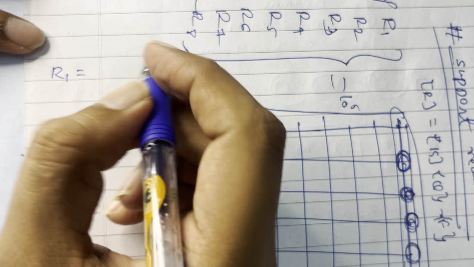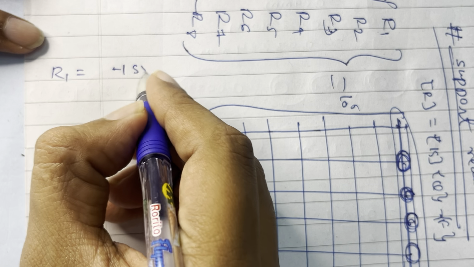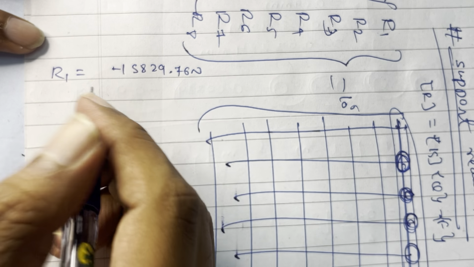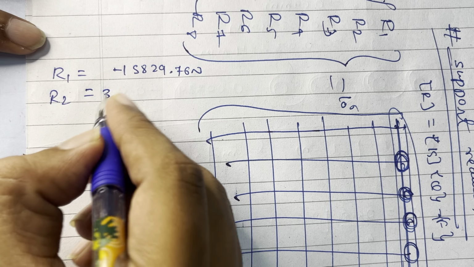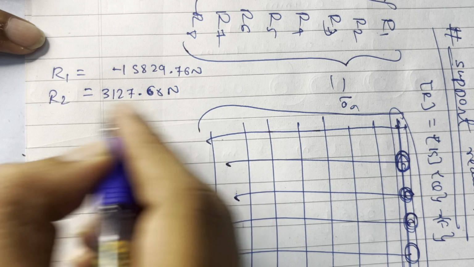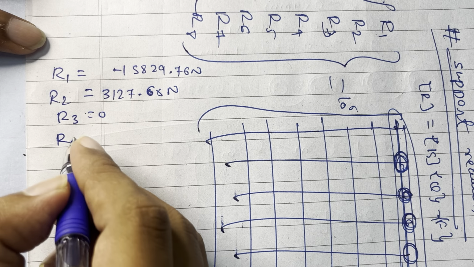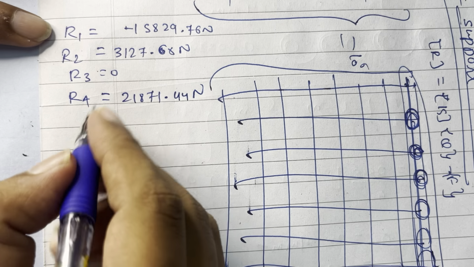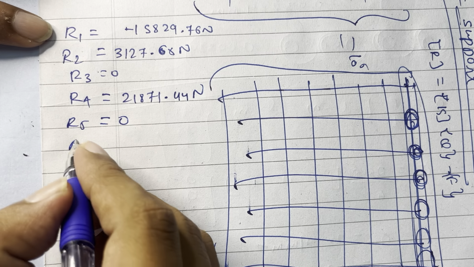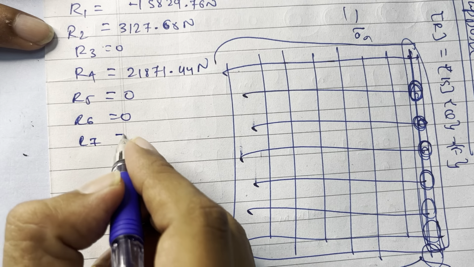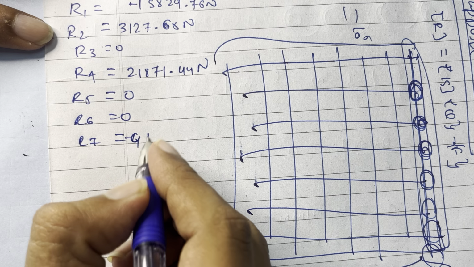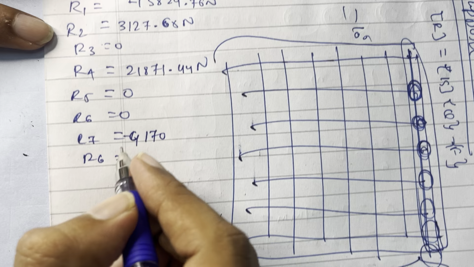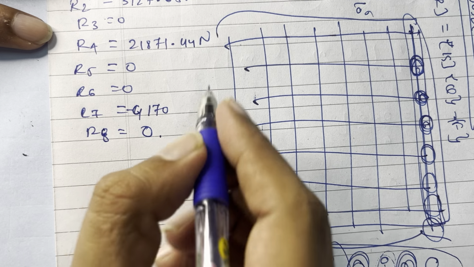So here I'll give the answer, just verify it. R1 is equal to minus 15829.76 Newton, and R2 is equal to 3127.68 Newton, R3 is 0, R4 is 21871.44 Newton, and similarly R5 is 0, R6 is 0, R7 is minus 4170, sorry, R8 is 0. This is in Newton. Hence this completes the problem. Thank you.